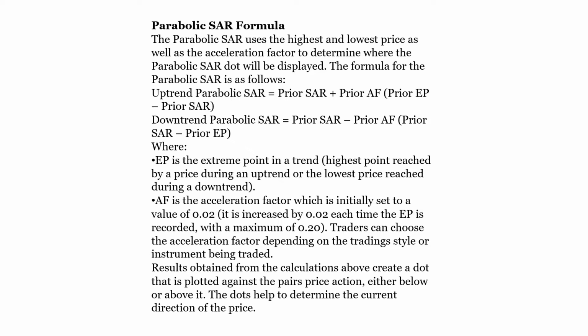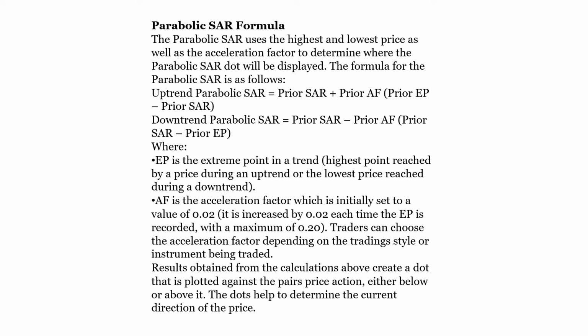The downtrend parabolic SAR is equal to the prior SAR minus the prior acceleration factor, times the prior SAR minus the prior extreme point, where the EP is the extreme point in a trend, the highest point reached by a price during an uptrend, or the lowest price reached during a downtrend.